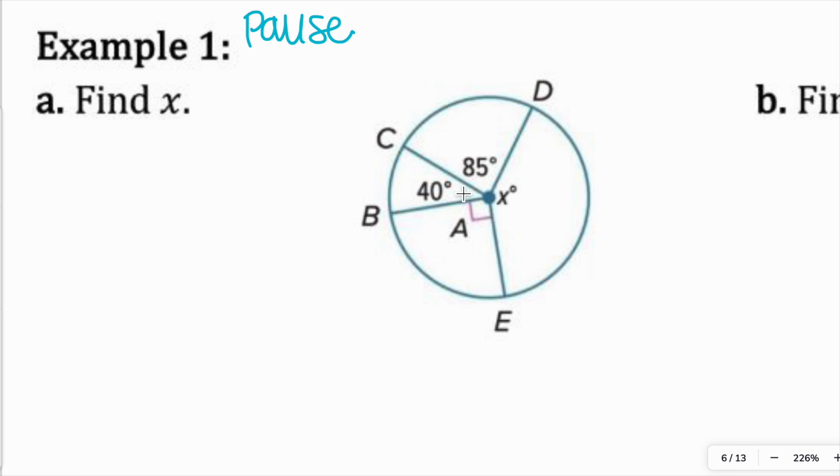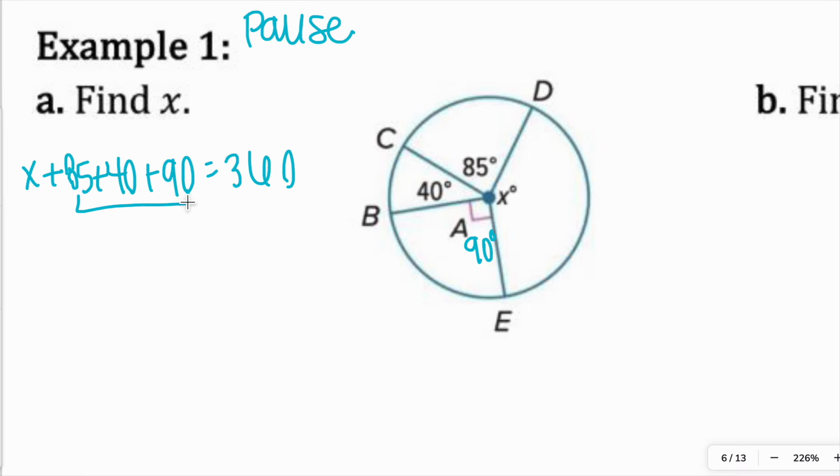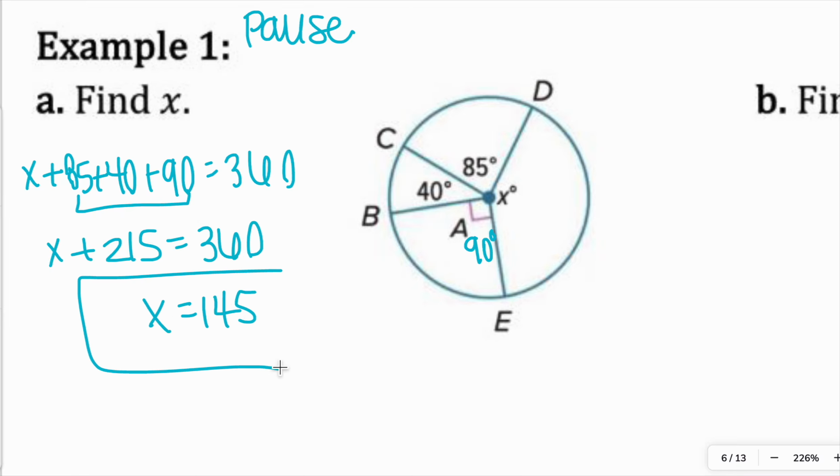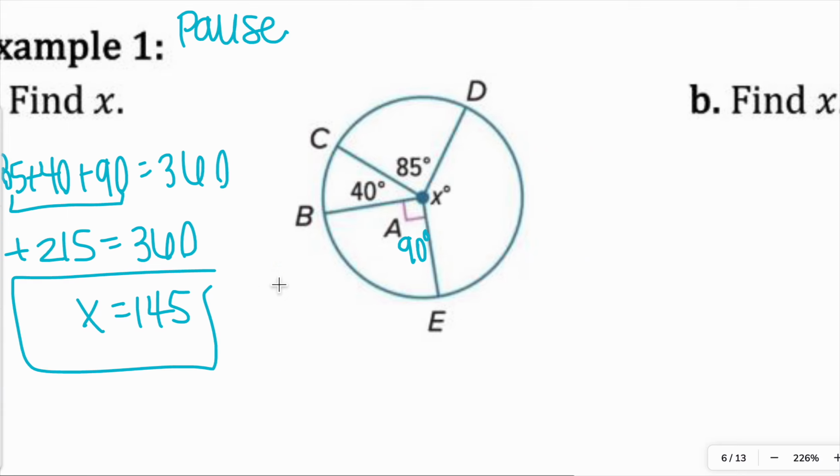Here is an example of a complete circle. This complete circle has 360 degrees with this little red box being 90 degrees. So I would take X plus 85 plus 40 plus 90 and set it equal to 360. Combining all these like terms, I'm going to get 215. So X plus 215 is 360, so that means X is 145.